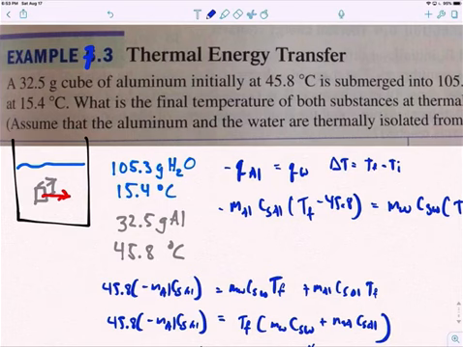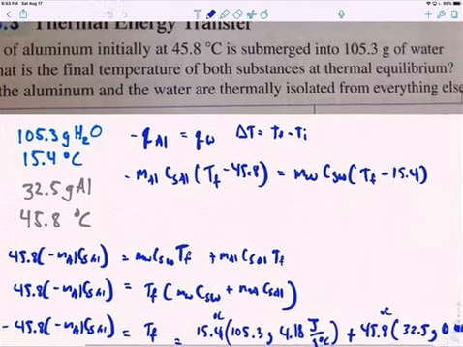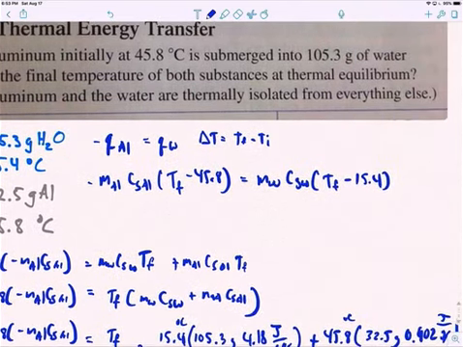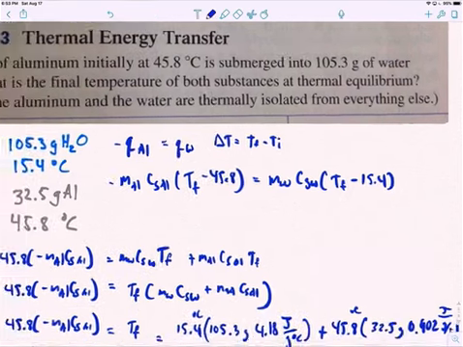And delta T is final minus initial. So Q is m, specific heat capacity, delta T. So minus the mass of the aluminum, times the heat capacity of the aluminum, times the quantity final temperature minus the initial temperature, equals the mass of the water, times the heat capacity of the water, times final temperature minus the initial temperature.